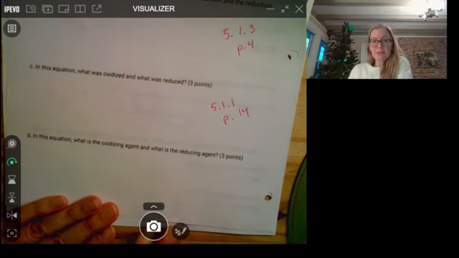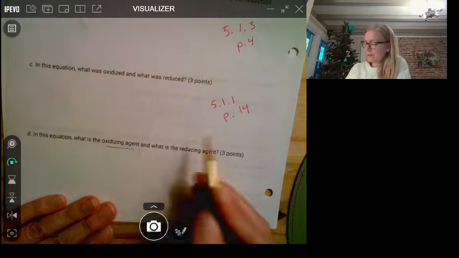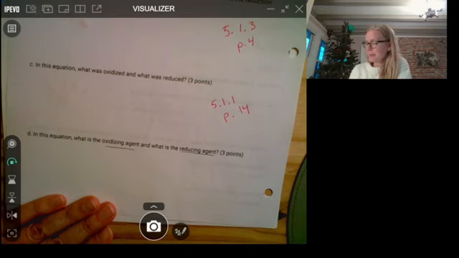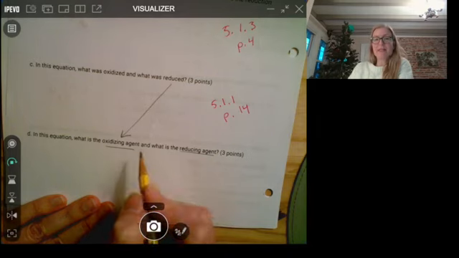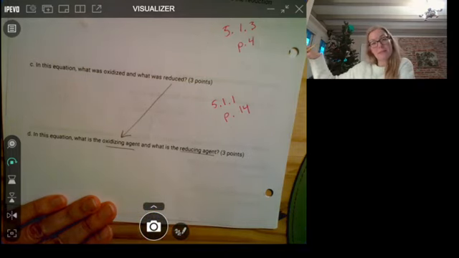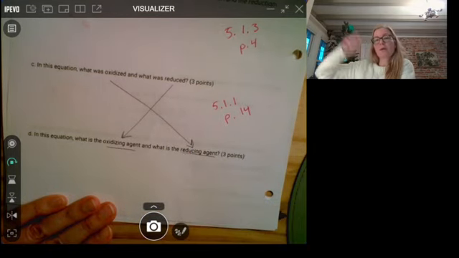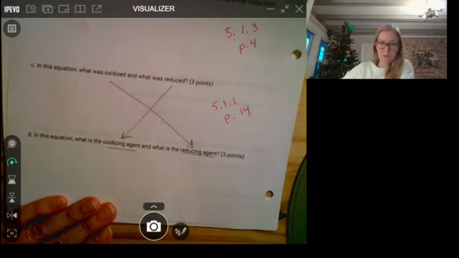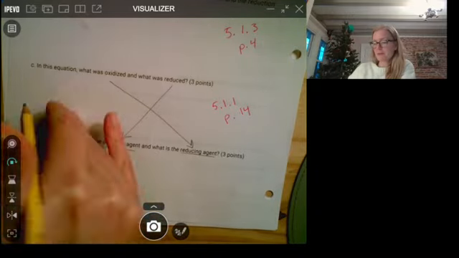And then in part D, this term oxidizing agent and reducing agent is kind of old-fashioned. They even removed this from AP chemistry. The thing that was reduced was the oxidizing agent because it caused the other thing to oxidize. And the thing that was oxidized was the reducing agent because it caused the other thing to reduce. Okay, so that's how you'll flip-flop your answers from C for part D.